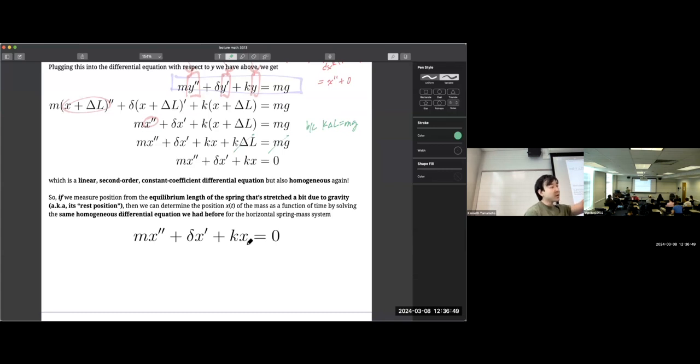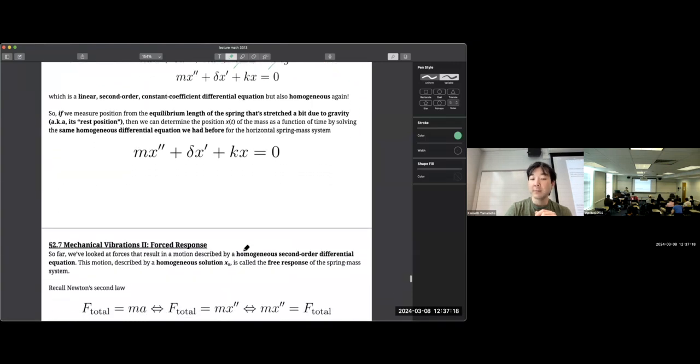But if you flipped it vertically, your intuition might be that it's going to do the same thing, but oscillate around the position it would have been if it had just been stretched due to gravity. So you just let it stretch and it'll bounce around that position. There's no reason to believe that it'll bounce way up here. It'll bounce around where it had been stretched, with that being the 0 position. So this is still a homogeneous equation when you do that.